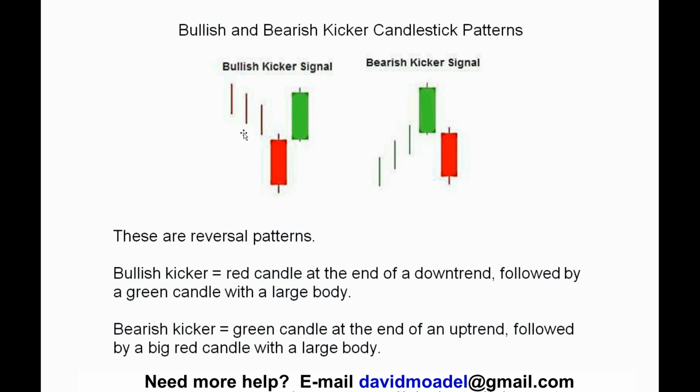All right, the bullish and bearish kicker candlestick patterns. You've got your bullish kicker and your bearish kicker. These are reversal patterns. Let's look at the bullish kicker first.